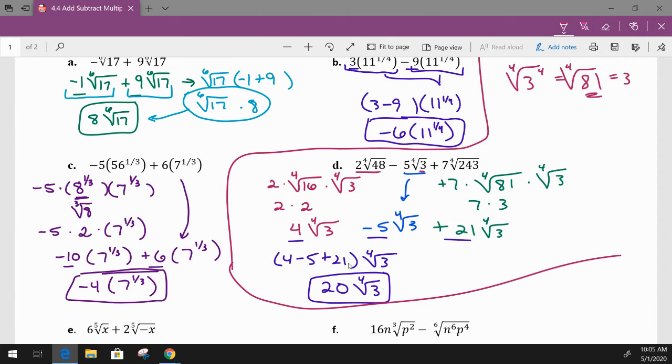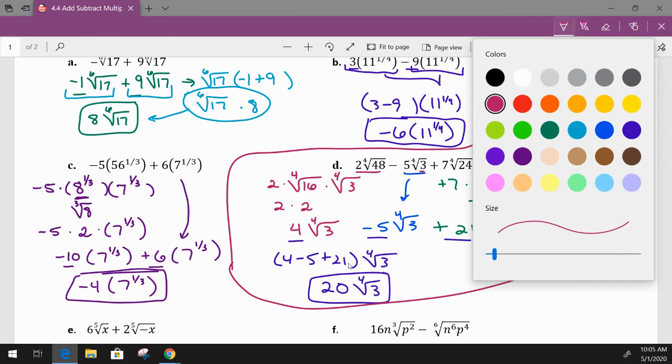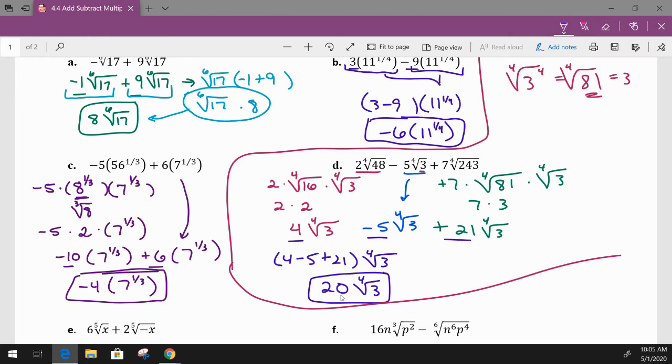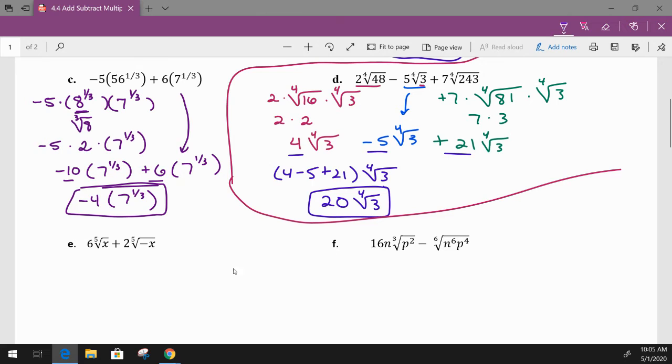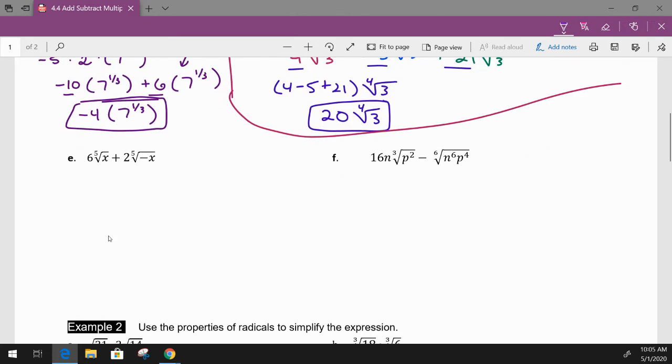Okay, so the next couple examples we have variables. So your variable, just like with the regular numbers, you need a perfect fifth power to reduce here. Well, these two are very similar. The fifth root of x, since x is not to the fifth power, or it doesn't have any 5 factors of x, we cannot simplify that. So the first term here, we're not going to be able to do anything with.